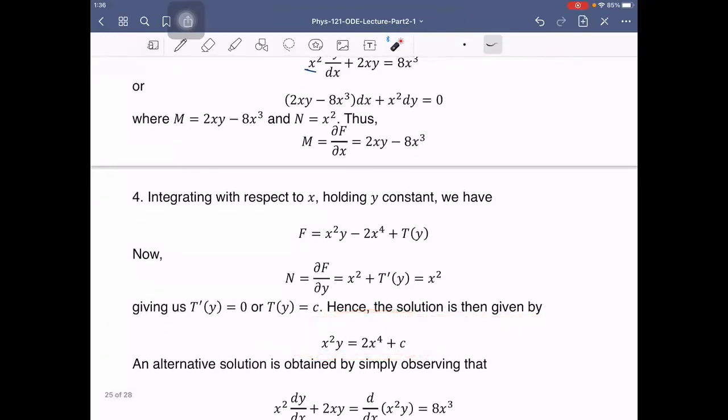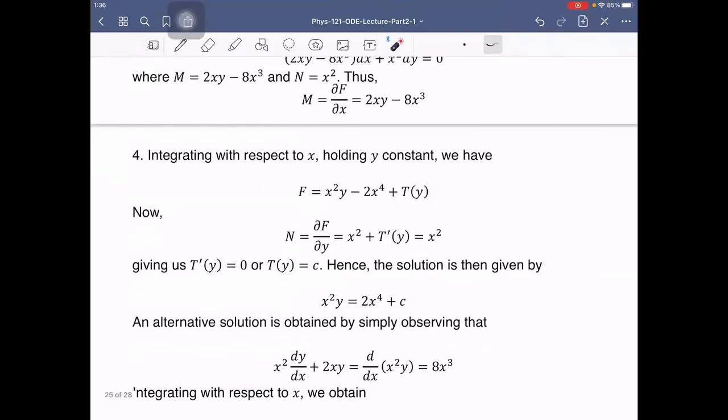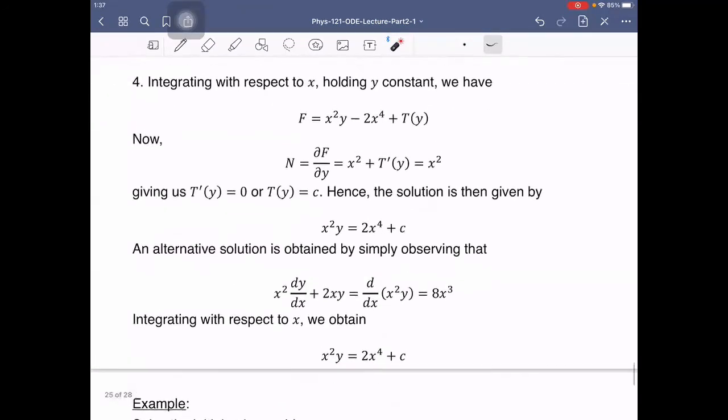So we just replace the t of y as c. Okay? This is now our solution. Alright. So an alternative solution is obtained by simply observing that, if you look at it, this expression is equivalent to this one. Okay? Because of the product rule.